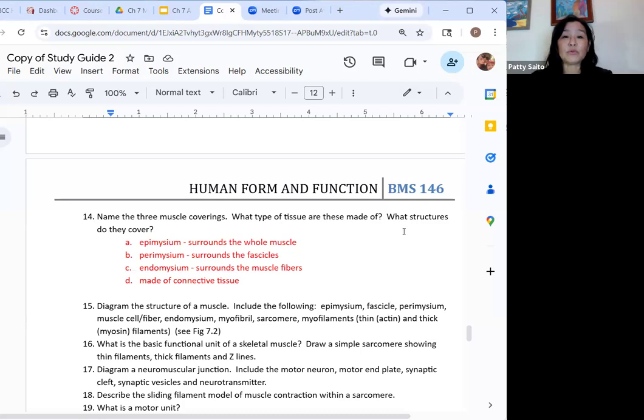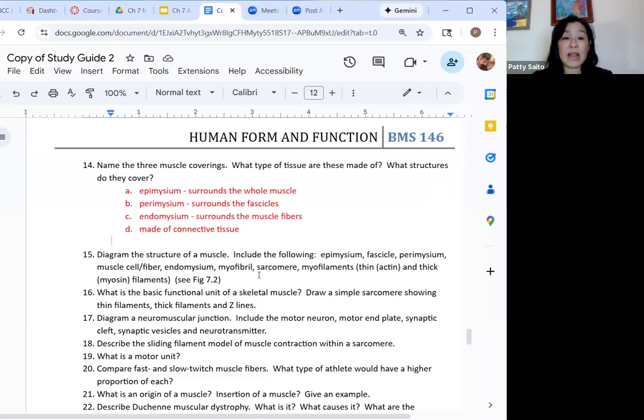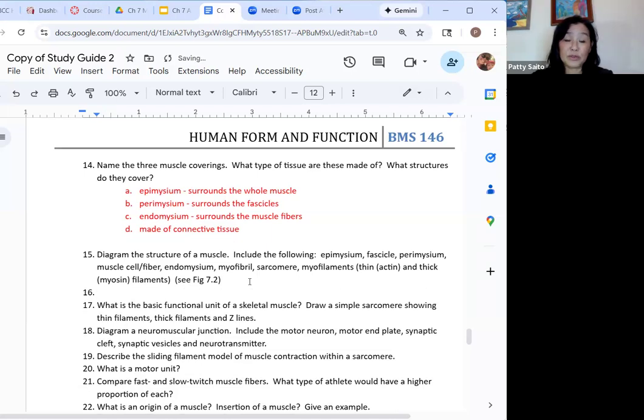All right, and then it says what type of tissue? It's all connective tissue. And what do they cover? And I mentioned here, what are the structures that they cover? The next question, diagram the structure of a muscle. I'm actually going to draw this because it's more fun to draw.